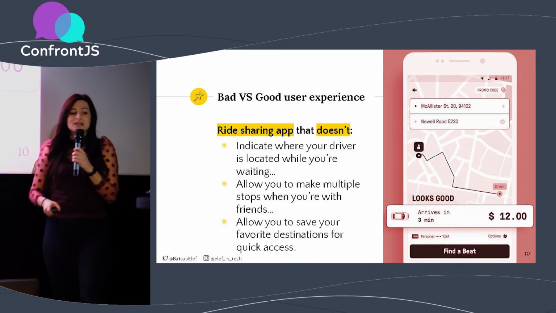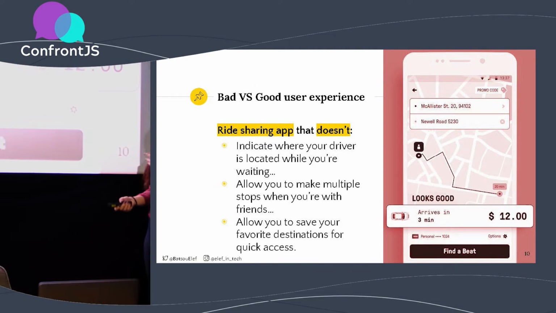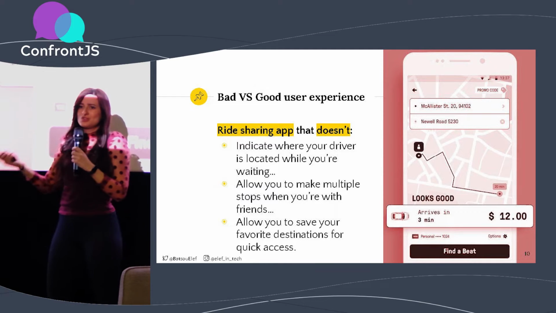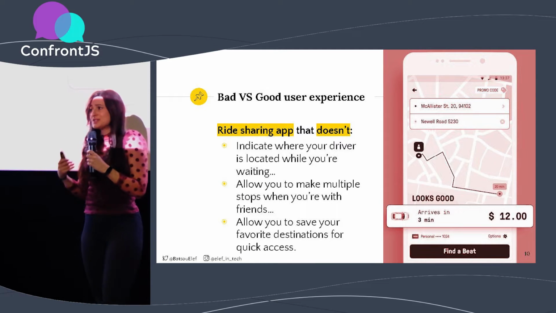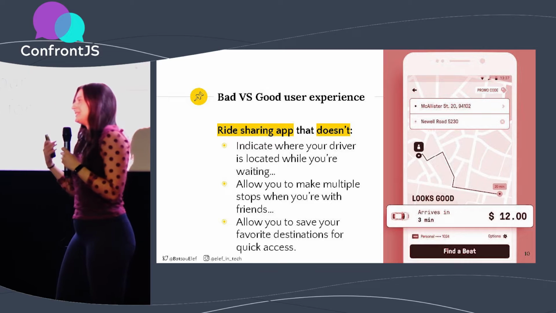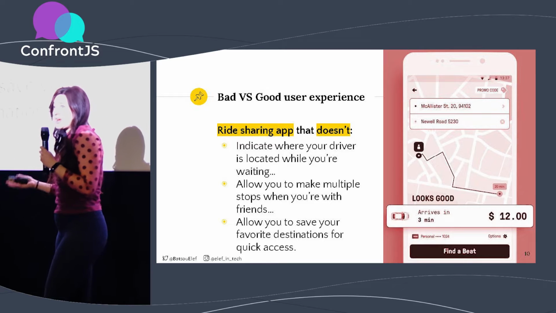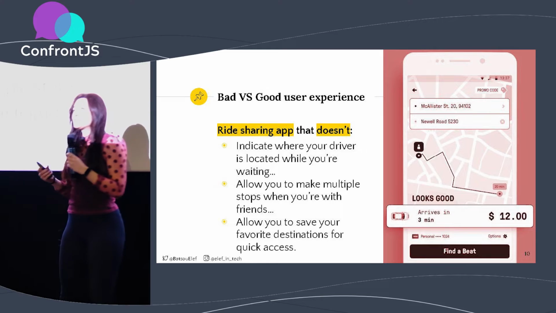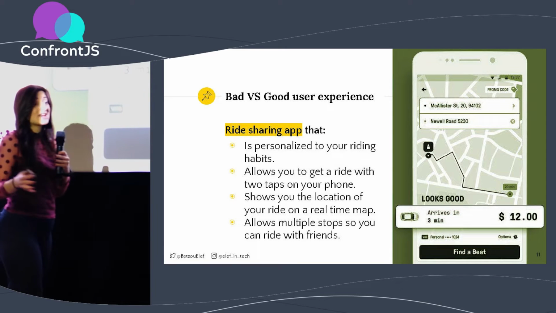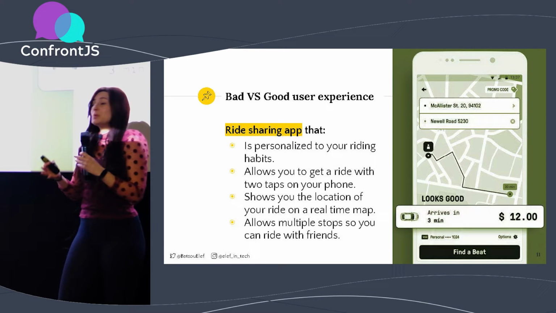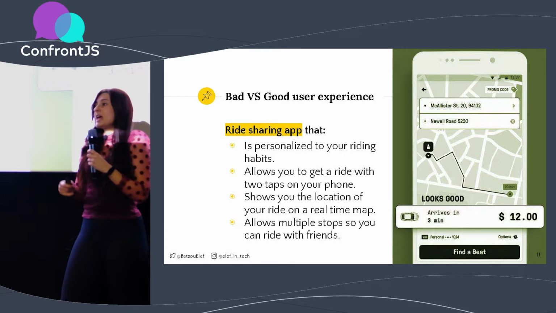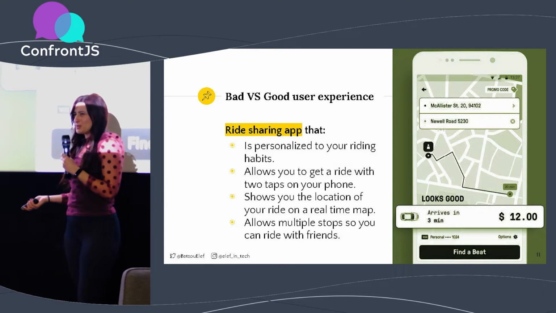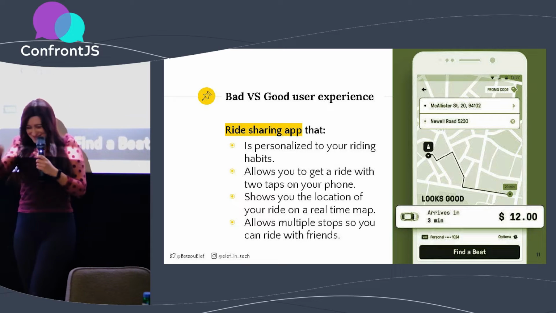We will continue with an example. What would you prefer, a ride-sharing app that doesn't show you where you are, doesn't show your driver's location, doesn't show you how much this ride will cost you, or another kind of app that will show you all of these things? It will help you, it will save your favorite destinations, it will show you how much it will cost, and all of these kinds of things. Which one would you prefer? Exactly.